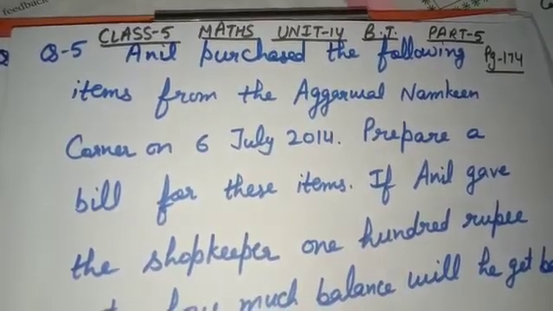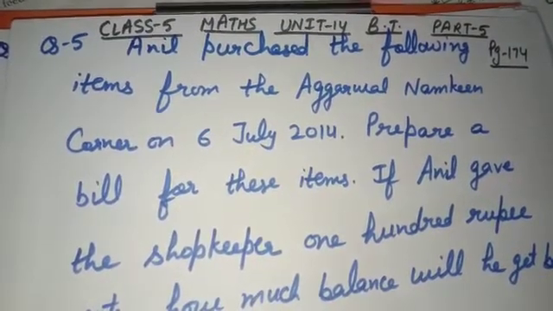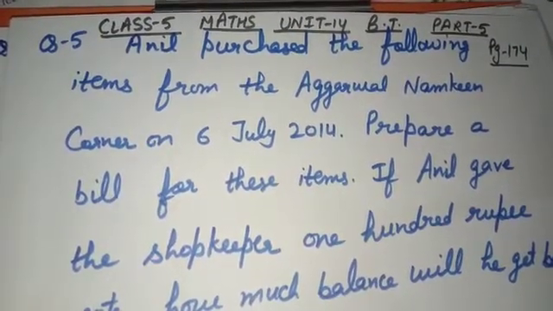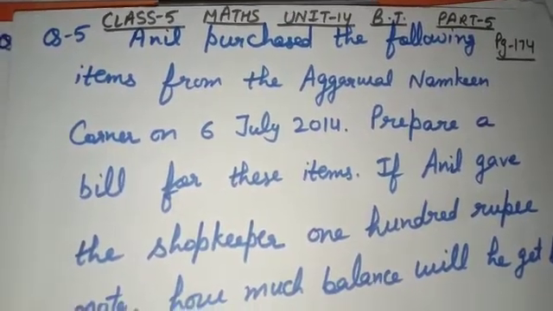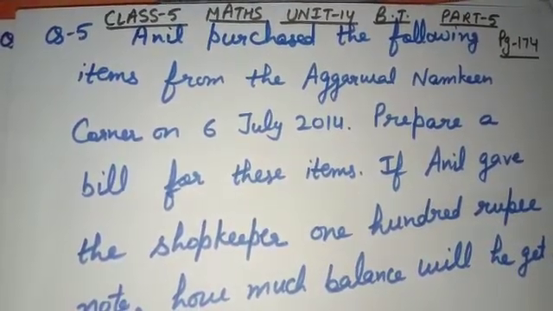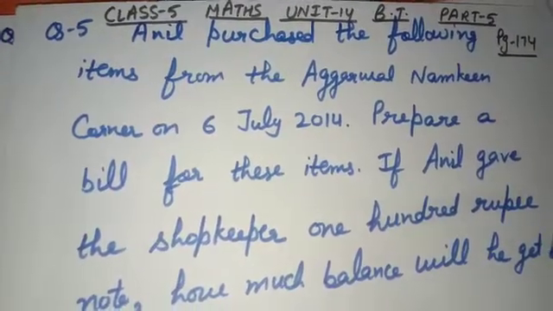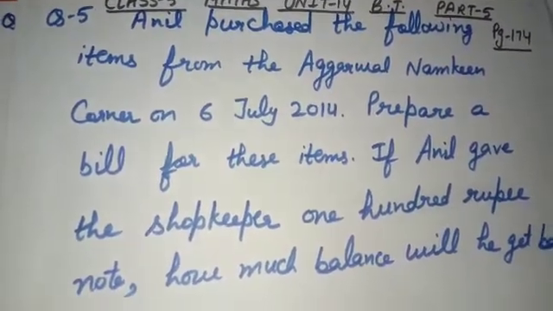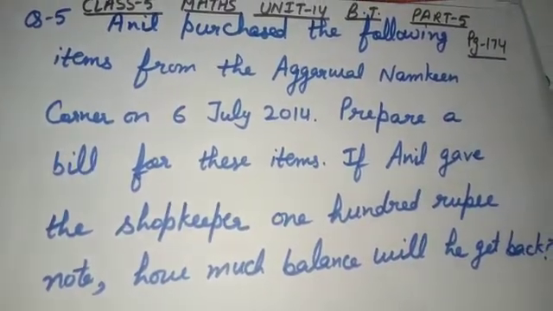Anil purchased the following items from the Agarwal Namkeen Corner on 6th July 2014. The name of the shop and date is given. Prepare a bill for these items. It means we have to prepare a bill. If Anil gave the shopkeeper 100 rupee note, how much balance will he get back?